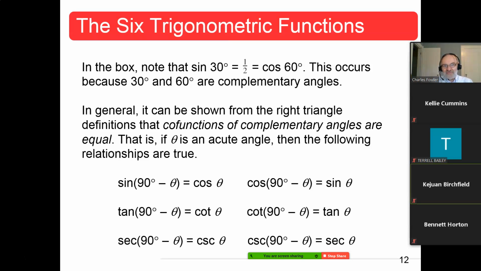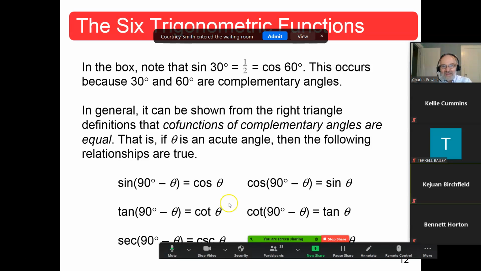We've said it a dozen times now. This occurs because 30 and 60 are complementary angles, and sine and cosine are complementary functions. Sine function and complementary of the sine, cosine. In general, it can be shown from right triangle definitions that cofunctions of complementary angles are equal, which I said time and time again.